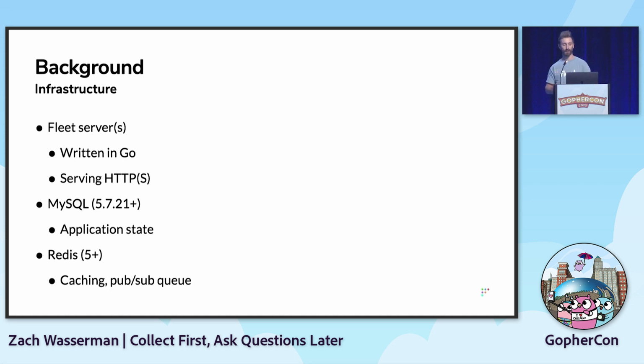So for a little bit of background, our infrastructure includes the Fleet server, of course. So that's written in Go. It's serving HTTP requests, sometimes terminating TLS, as we'll see more about that later. We use MySQL 5.7.21 plus, doesn't matter so much, to store most of the application state. And we also use Redis for caching and somewhat notably also for the pub sub queue. And part of the reason why our dependencies look like this and we try to get multiple uses out of each dependency is that people self-host our software and we want to keep this deployment simple.